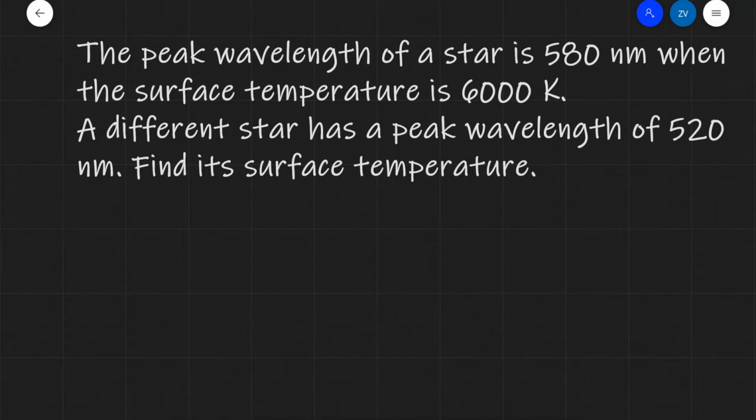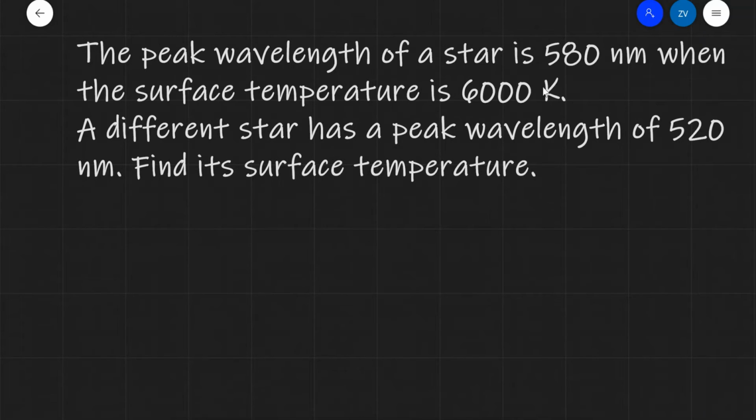Now let's apply Wien's law to a problem. We have that the peak wavelength of a star is 580 nanometers when its surface temperature is 6,000 Kelvin. Now, a different star has a peak wavelength of 520 nanometers. Find its surface temperature. Okay, well, let's tackle this one.